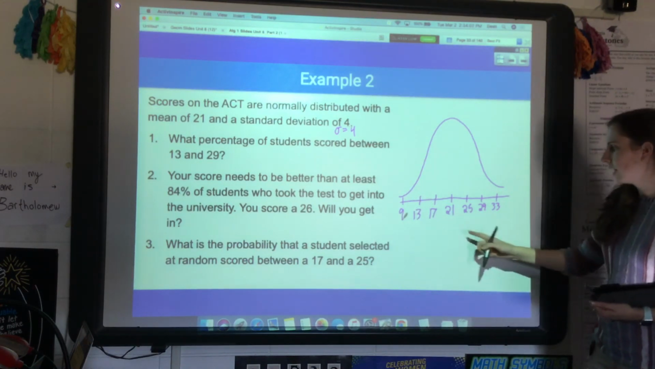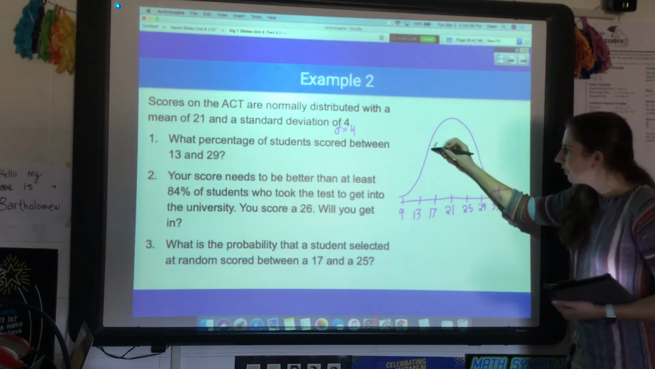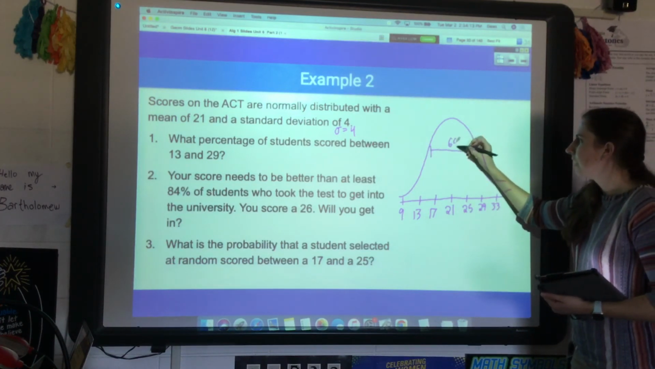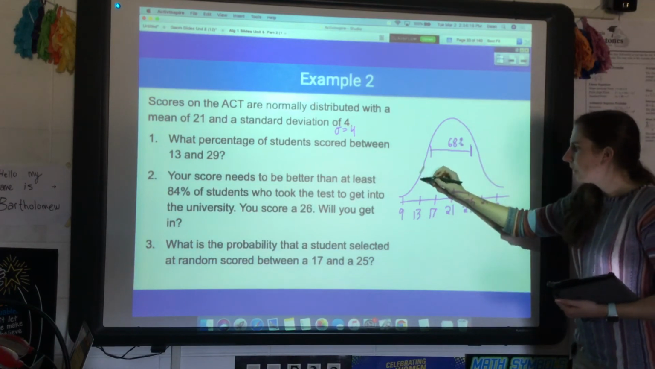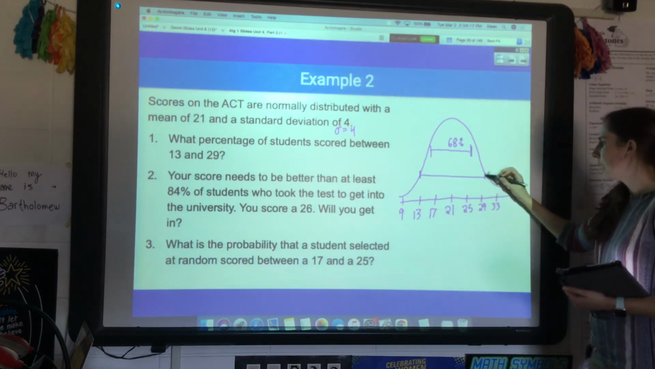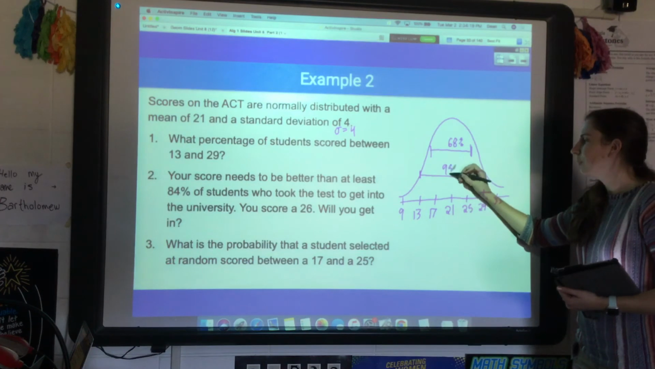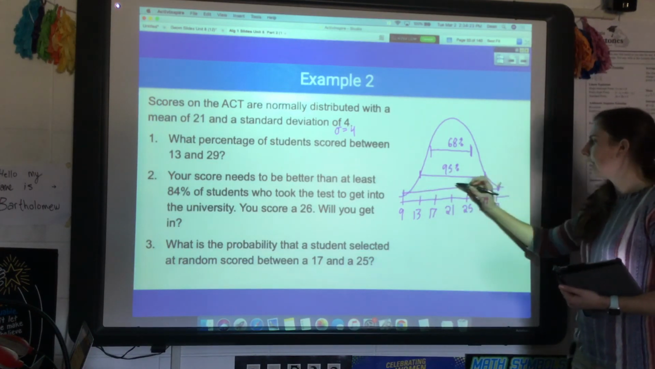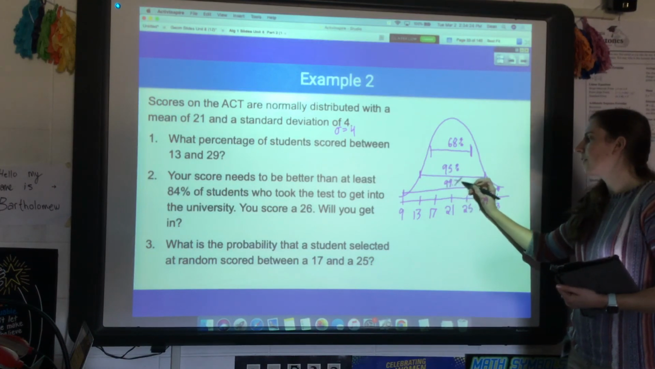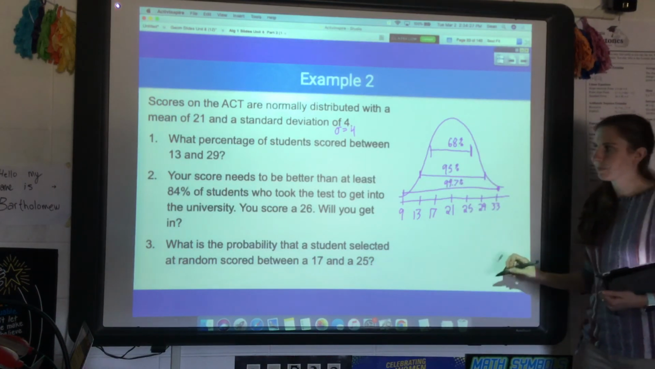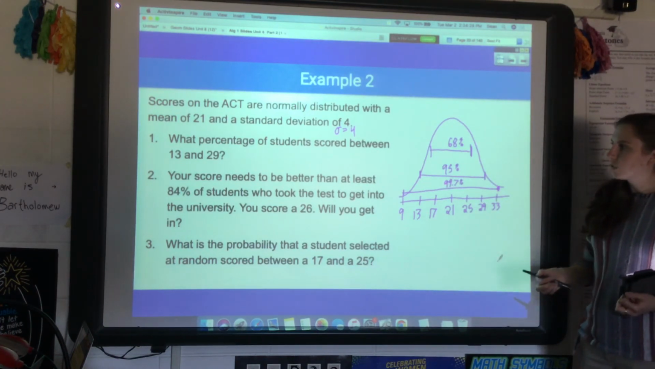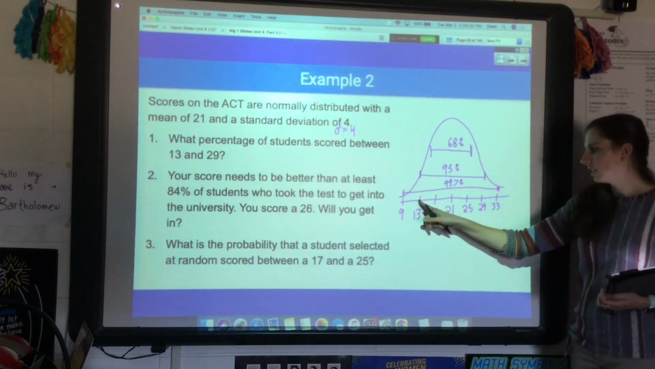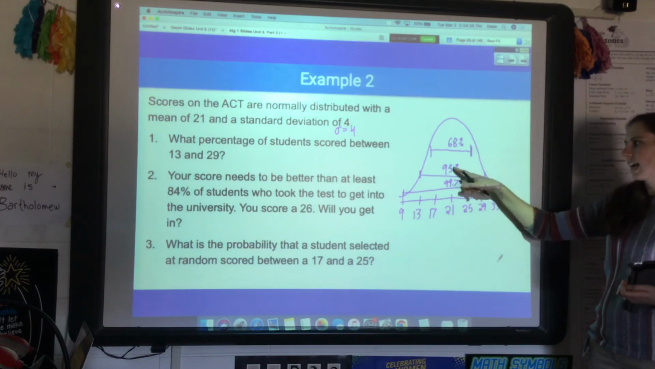So once again, from 17 to 25, that is going to be 68% of your data. From 13 to 29 is 95% of your data, and then from 9 to 33 is 99.7% of the data. So what percentage of students scored between 13 and 29? 13 to 29 is exactly that 95%.